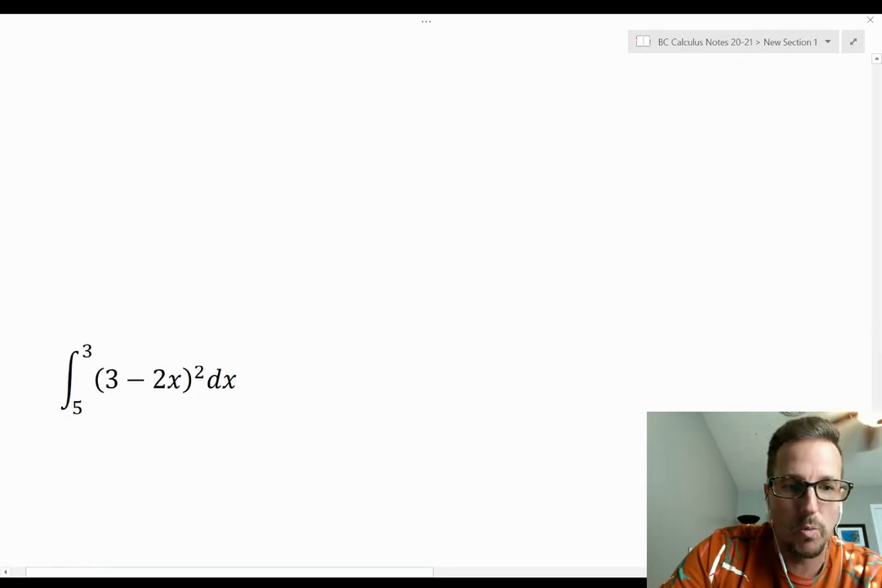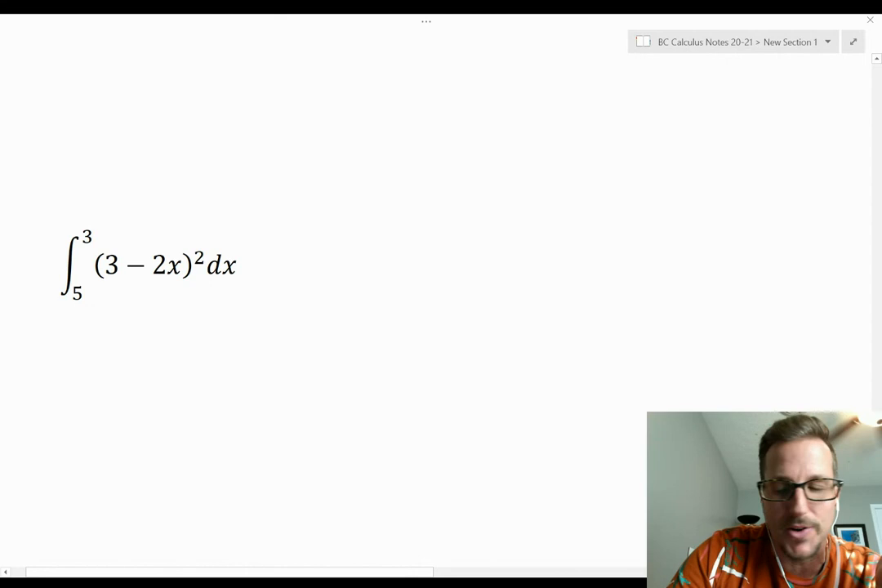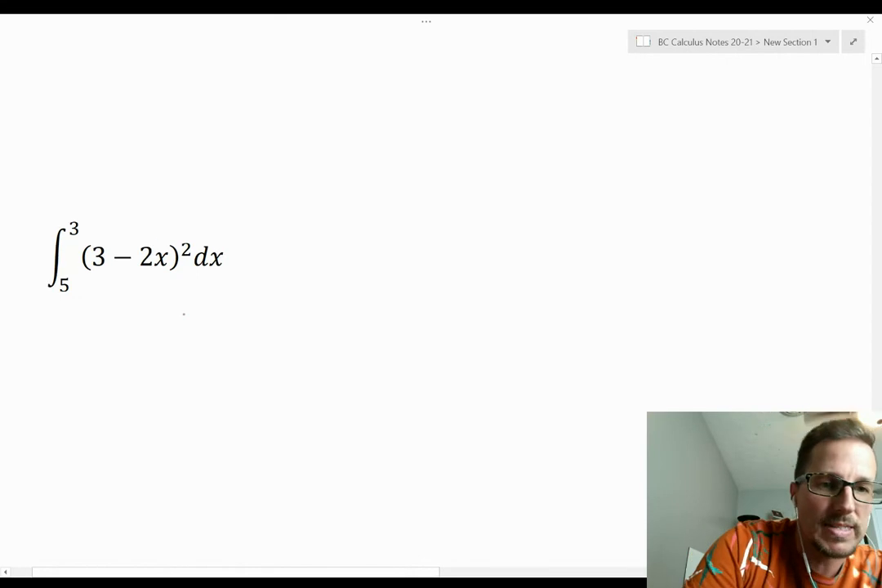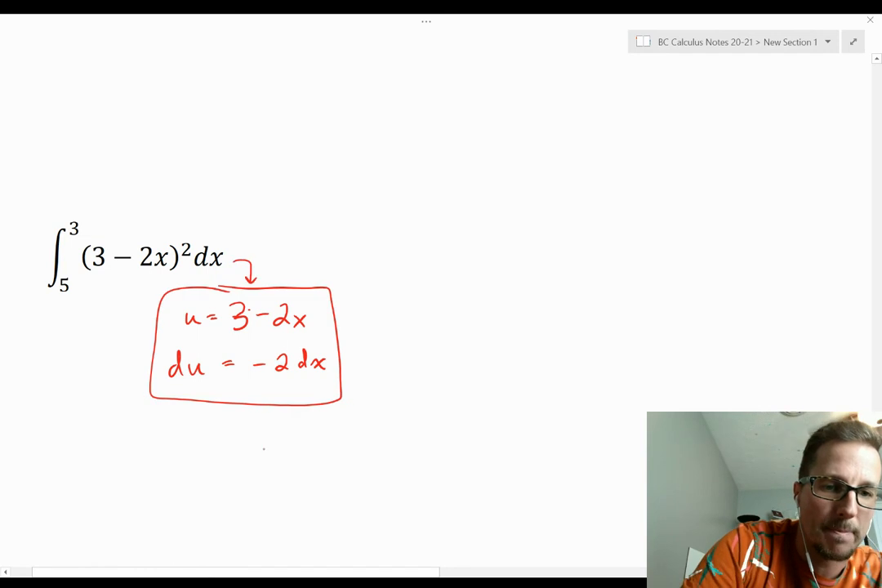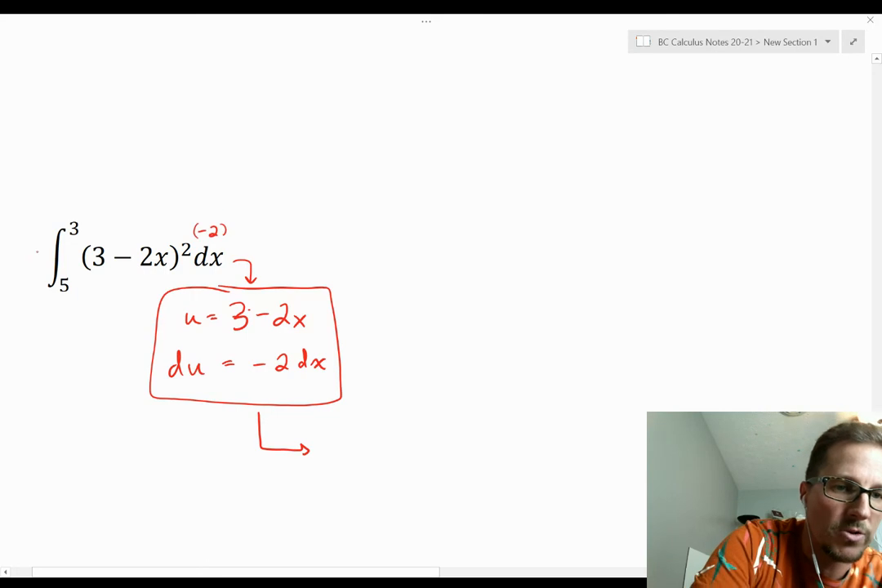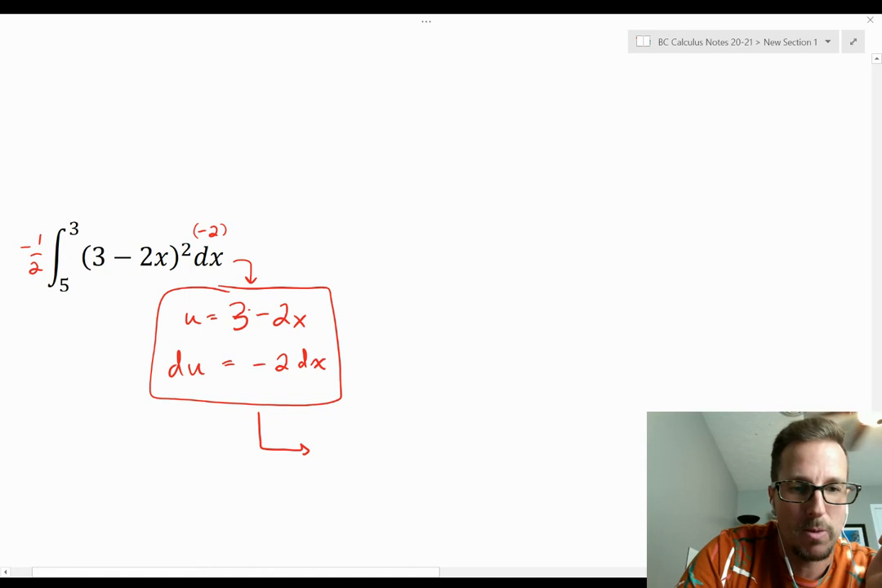So let's do one more just for kicks. So let's say u is 3 minus 2x. du is negative 2 times dx. Now, in order to send things through the u filter, I might have to multiply by -2. That's what I'm feeling. I'm going to multiply by -2, going to multiply by -1/2 to make sure I've only multiplied by 1.